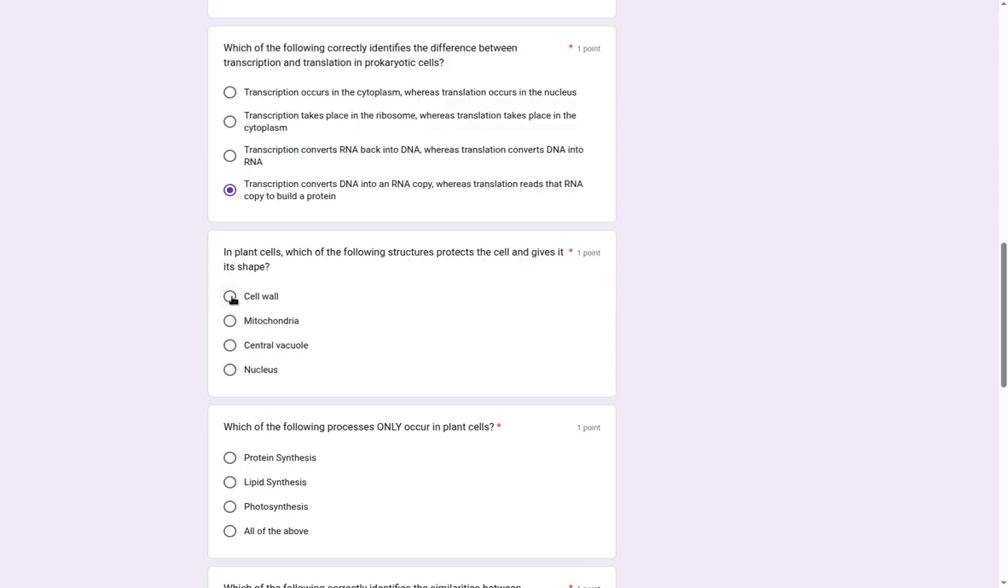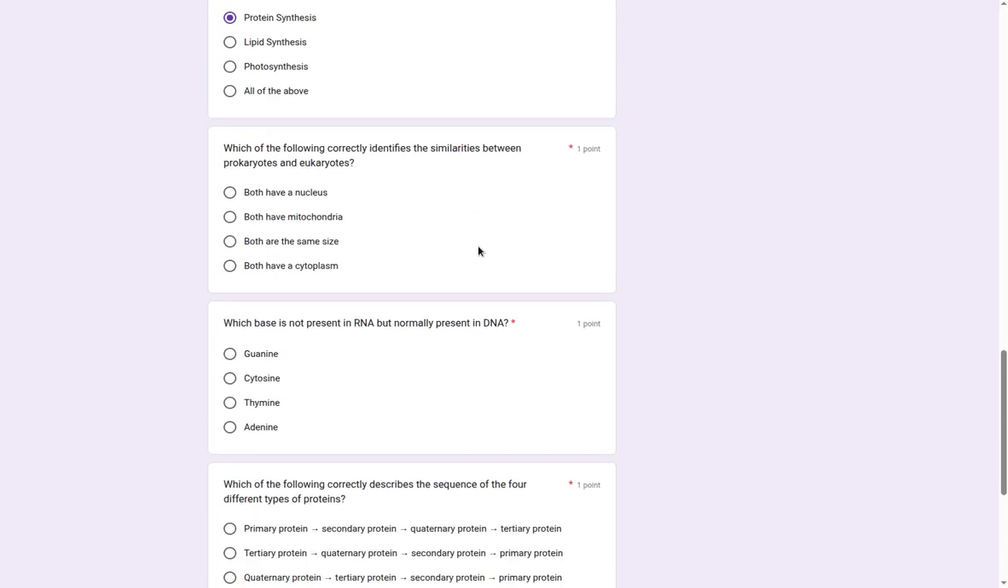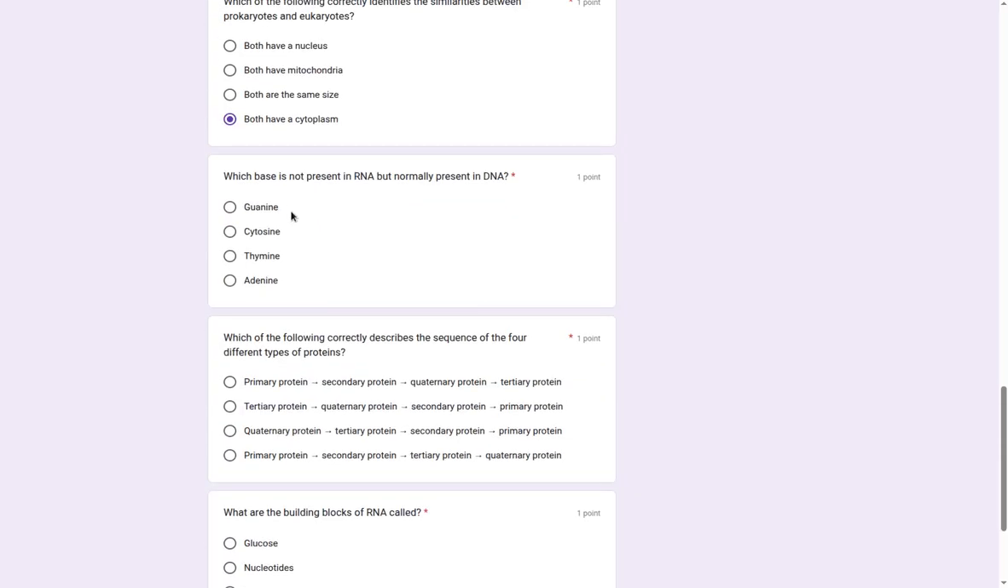In plant cells, which of the following structures protects the cell and gives it shape? So I think that's the cell wall. Which of the following processes only occurs in plant cells? Photosynthesis. Which of the following correctly identifies the similarities between both? No, they are definitely not the same cell. Both have cytoplasm. We will see.